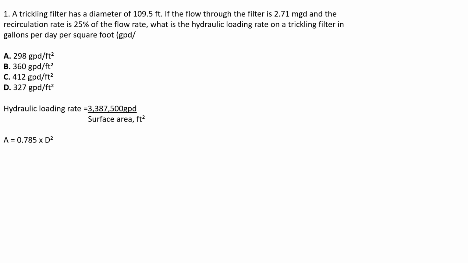So it gives us the diameter. So surface area with diameter is 0.785 times diameter squared. So you have 109.5 feet times itself, so squared, times 0.785. And you get a surface area of 9,412.3 square feet. So we can plug all this into our formula.